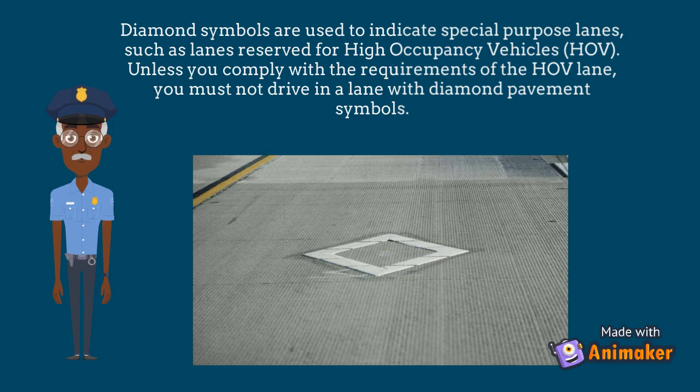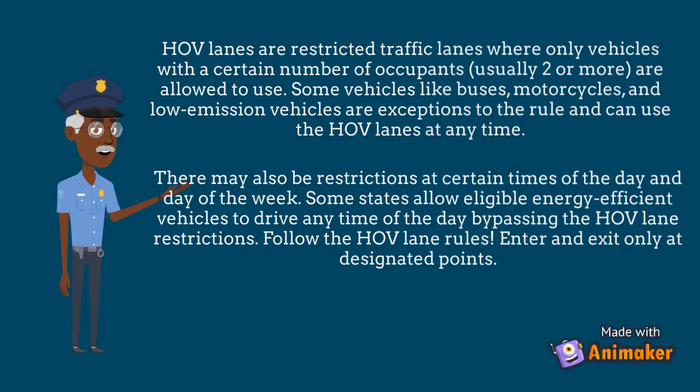HOV lanes are restricted traffic lanes where only vehicles with a certain number of occupants, usually 2 or more, are allowed to use. Some vehicles like buses, motorcycles, and low-emission vehicles are exceptions to the rule and can use the HOV lanes at any time.